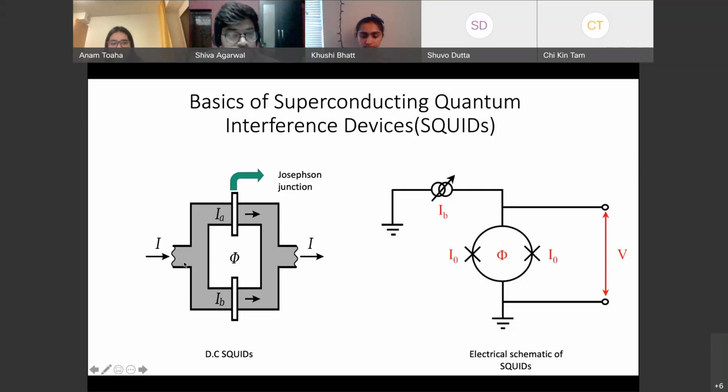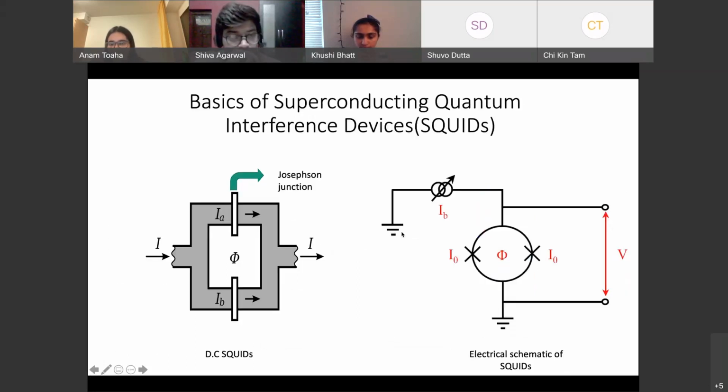When a current I is applied to the superconducting loop, it is divided equally in the two branches. If we apply some external magnetic field, then a screening current will be induced in the branches, which will create a magnetization opposing the applied magnetic flux. The screening current will be in the same direction as I in one of the branches, and opposite to the direction of I in the other branch. As soon as the current in either of the branches reaches the critical current, a voltage will appear across the SQUID. So this is the electrical schematic of our SQUID.